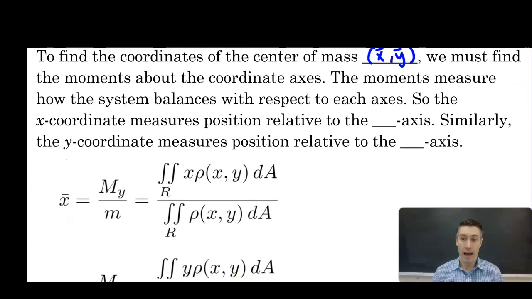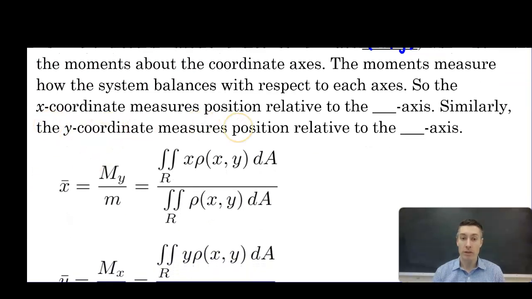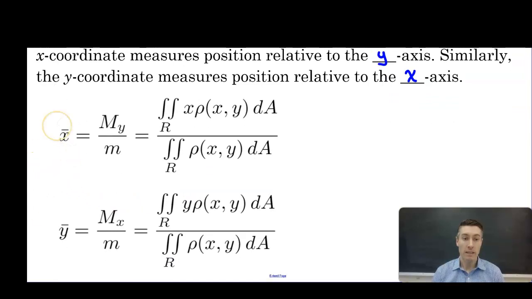Now, to do that, the x-coordinate measures position relative to the y-axis, and similarly, the y-coordinate measures position relative to the x-axis. And the reason this is so important is we are going to see a little bit of variable interchange in the definition below, and this really helps give us an understanding of why you're going to see that interchange.